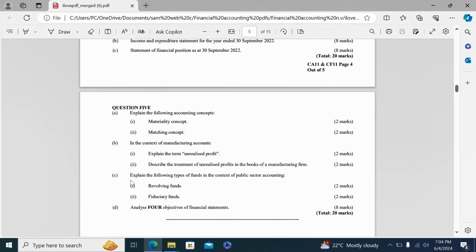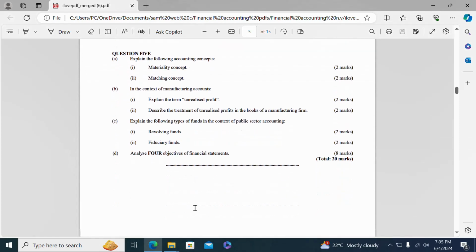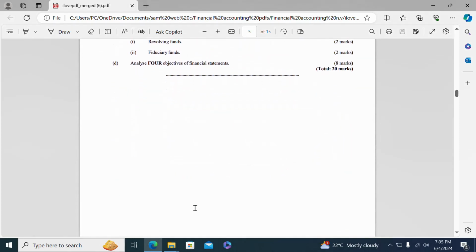Then part C, explain the following types of funds in the context of public sector accounting. We have the revolving funds and fiduciary funds. Then part D, which is the final part, is analyze four objectives of financial statement analysis.